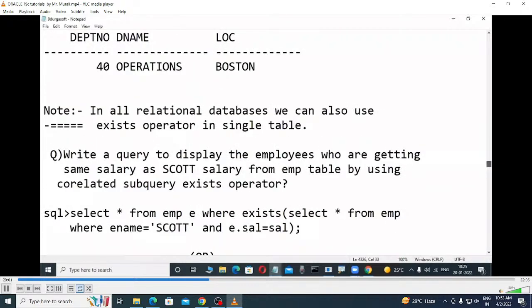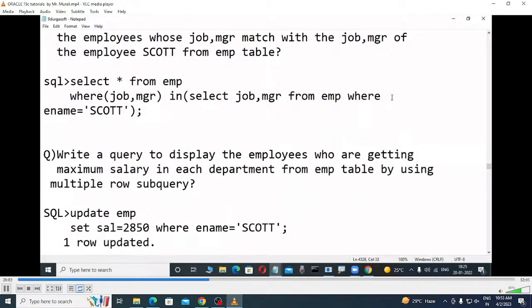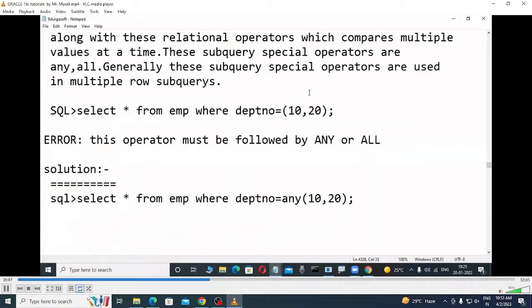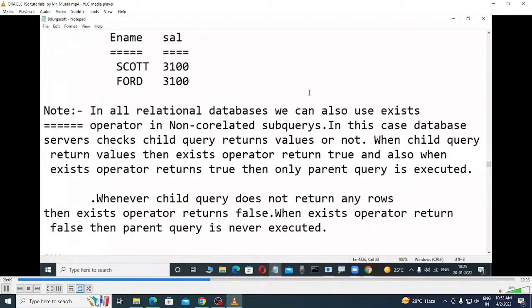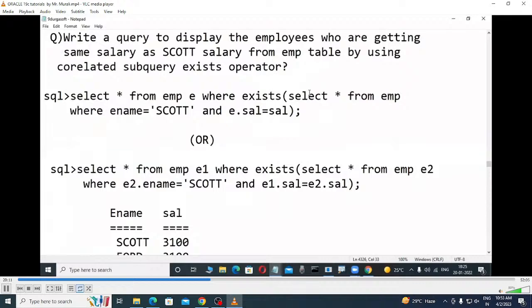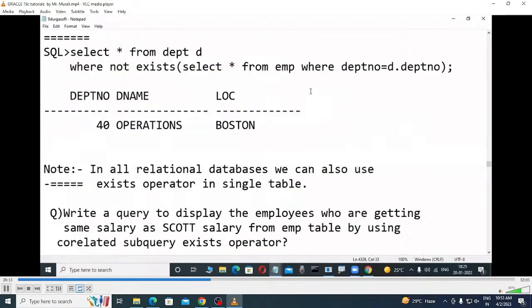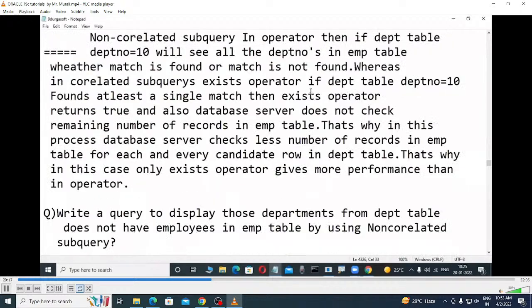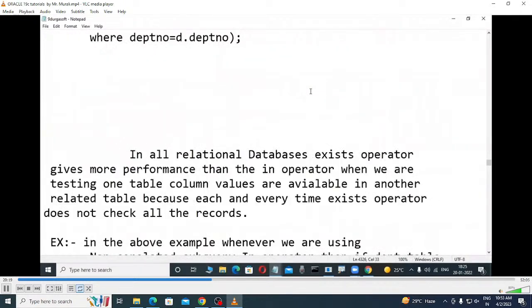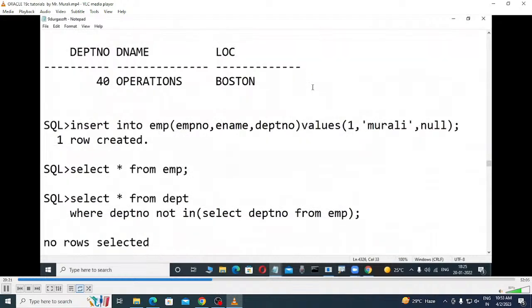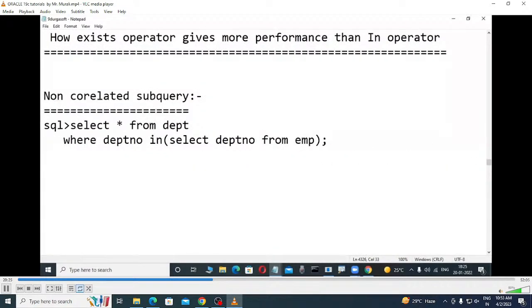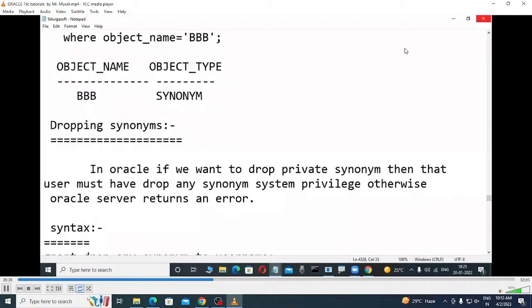Suppose you are attending an interview, then display the nth highest salary employee, second highest salary employee, delete duplicate rows. These types of things are there. Those are all the things we are learning about in our course only. Okay, some queries are there. These are all the things we are familiar with. Don't worry. Then database objects, so many things are there. We are learning. These are big concepts.